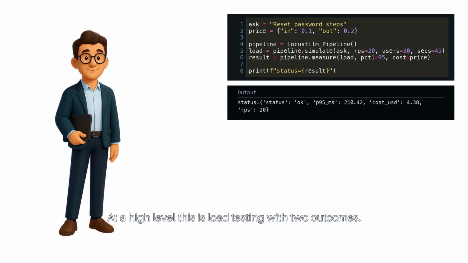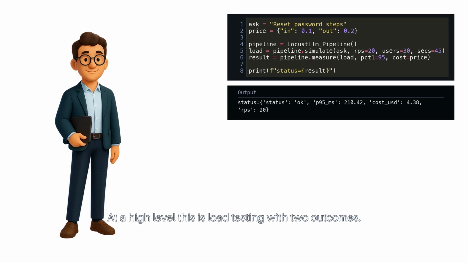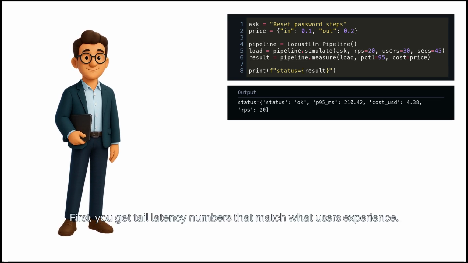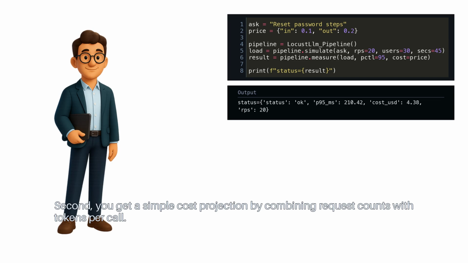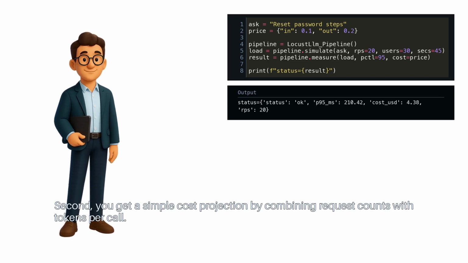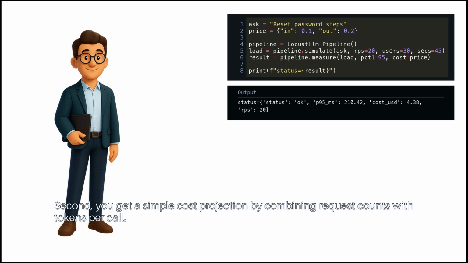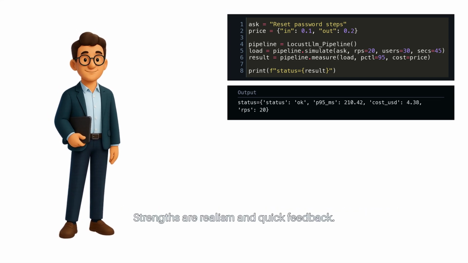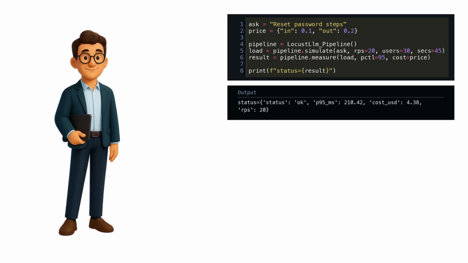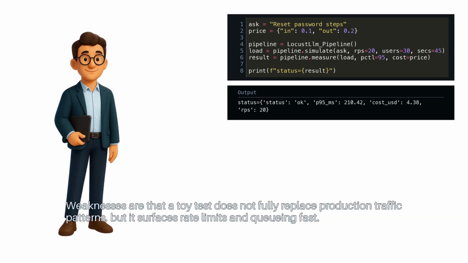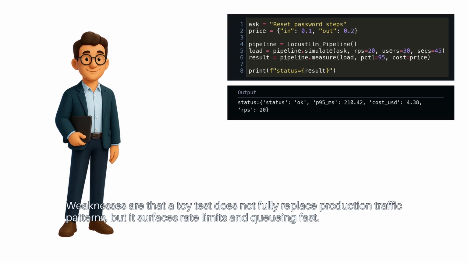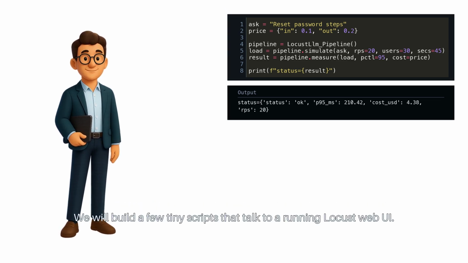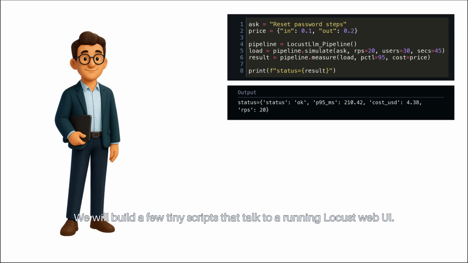At a high level, this is load testing with 2 outcomes. First, you get tail latency numbers that match what users experience. Second, you get a simple cost projection by combining request counts with tokens per call. Strengths are realism and quick feedback. Weaknesses are that a toy test does not fully replace production traffic patterns, but it surfaces rate limits and queuing fast. We will build a few tiny scripts that talk to a running Locust web UI.